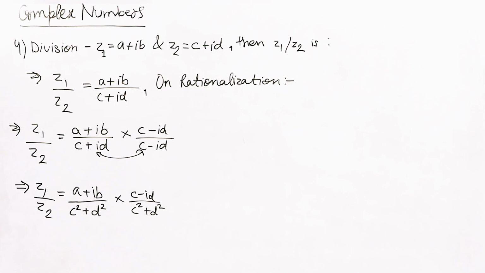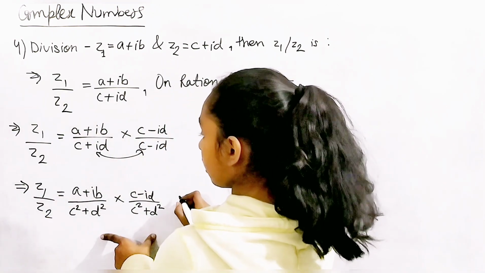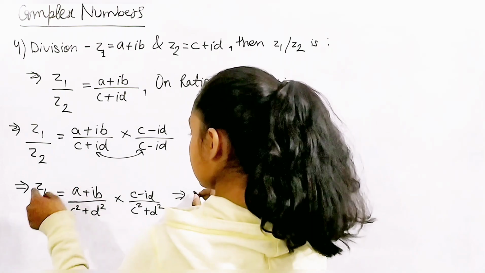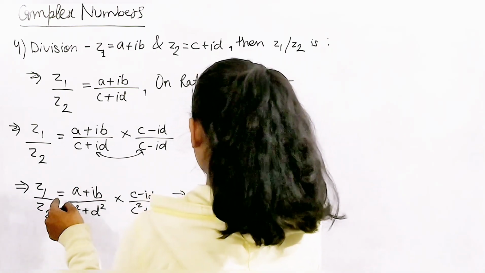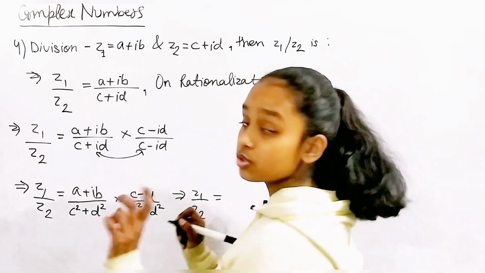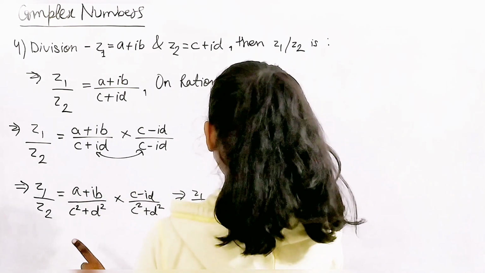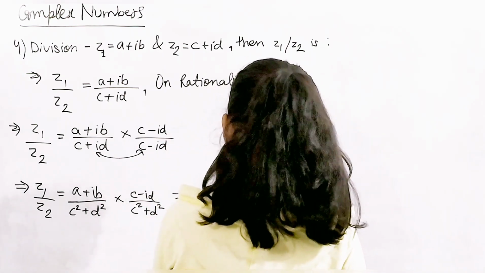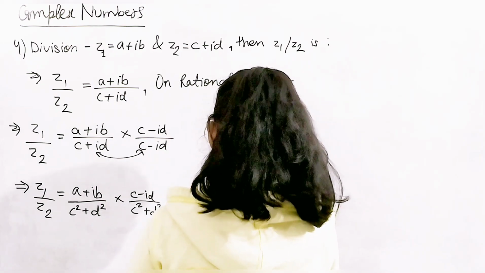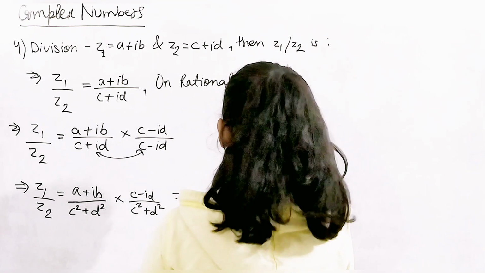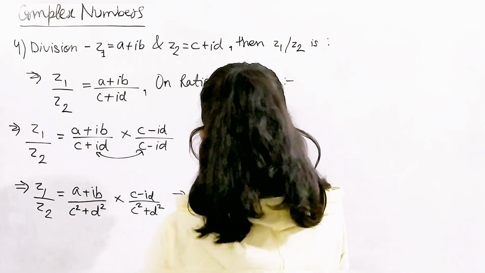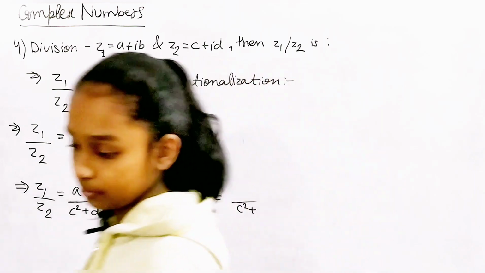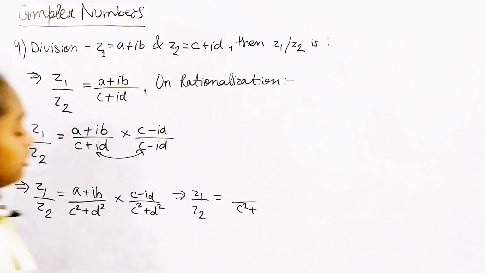Okay, so the next step is that z1 upon z2 is equal to, on multiplying it, the denominators will stay the same as it is. So it's c squared plus d squared. I'm going to write this again, c squared plus d squared, and here also. Let me write it again, so this time it will be clear to you and there's no need to get confused.